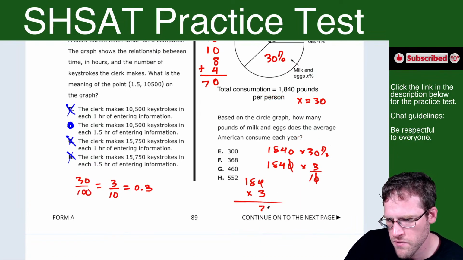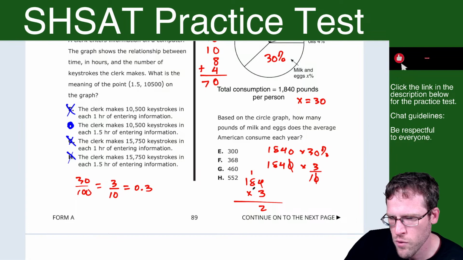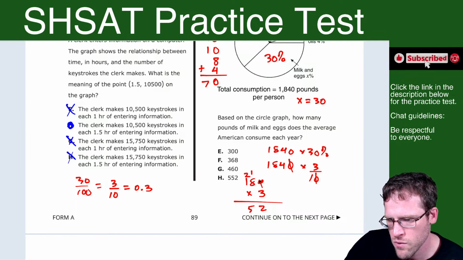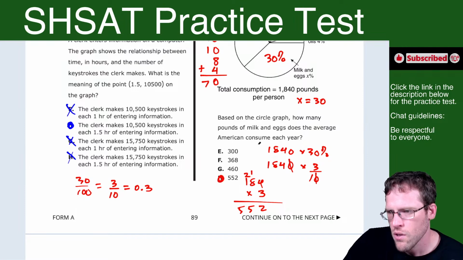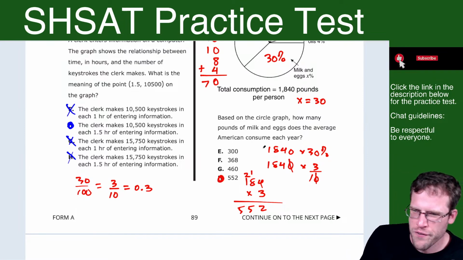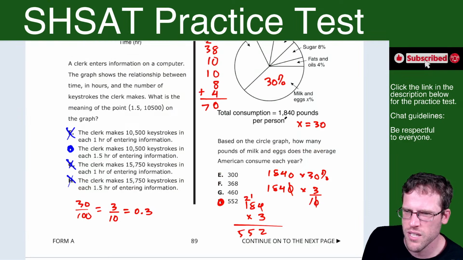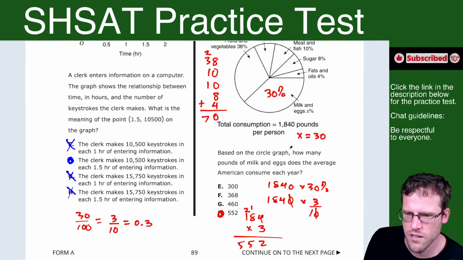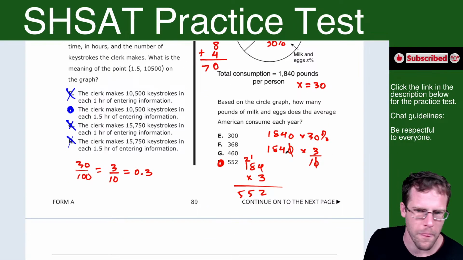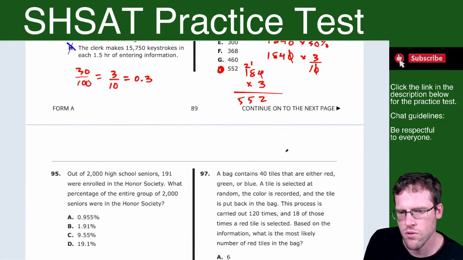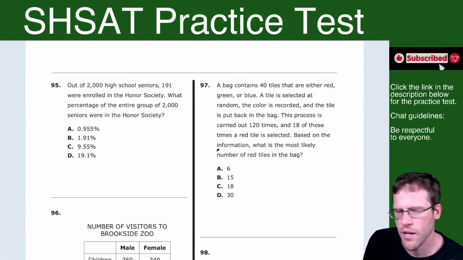So that's 12. Carry the 1. 24 plus 1 is 25. Carry the 2. And then 3 times 1 is 3 plus 2 is 5. So 552. So we consume 552 pounds of milk and eggs. Why does that sound gross? I guess if I had to eat it all today, that would be horrible. Cool. I guess we're making progress here.